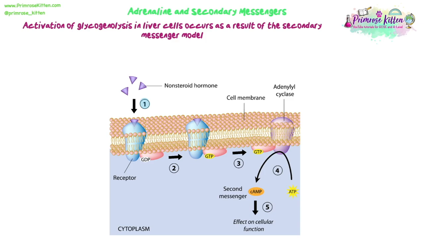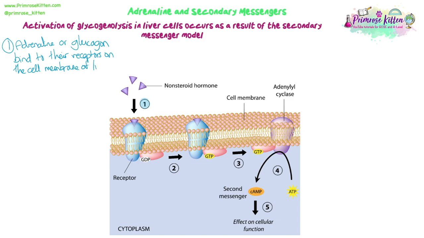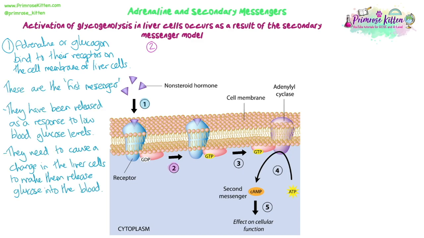We're looking at both of these hormones because they trigger the activation of glycogenolysis in liver cells, and it occurs through this secondary messenger model that we've mentioned. So both adrenaline or glucagon can do this. They bind to their receptors on the cell membrane of liver cells, and these are classed as the first messengers. The adrenaline and glucagon have both been secreted as a response to low blood glucose levels in this case, and their aim is obviously to try and cause a change in the liver cells that's going to release glucose into the blood.